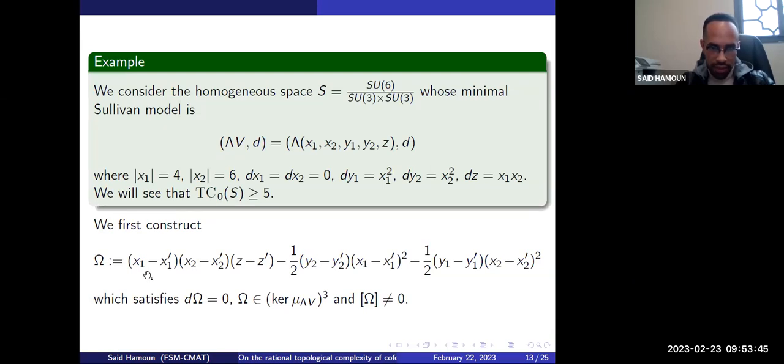We first consider the element x1 minus x1 prime, x2 minus x2 prime times z minus z prime, which is an element in the kernel of mu lambda v to the power 3, but which is not a cocycle. But by adding this part here on the right, we construct the cocycle omega, which is also in the kernel of mu lambda v to the power 3, and we can check that omega is of non-trivial cohomology class.